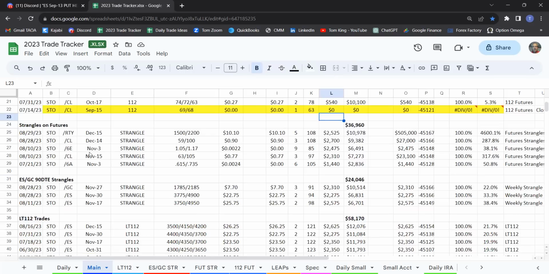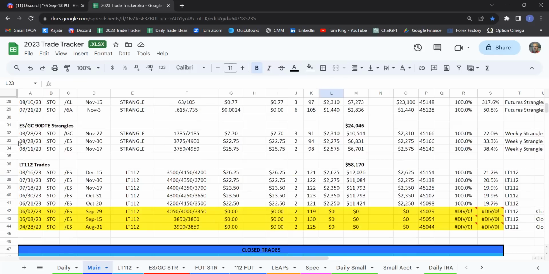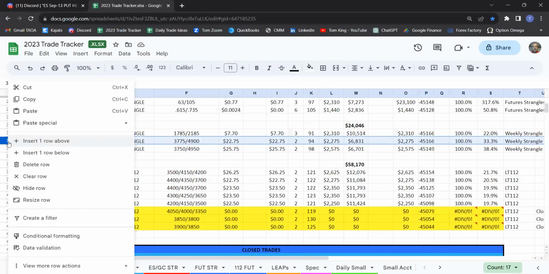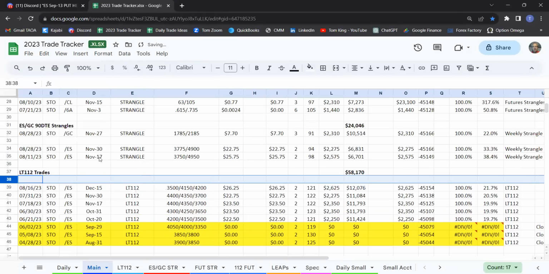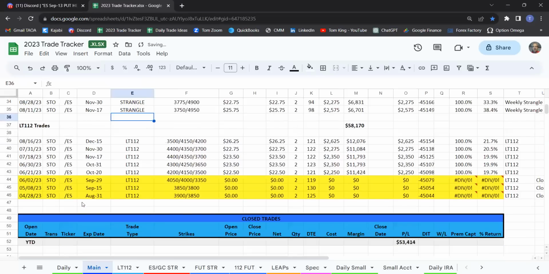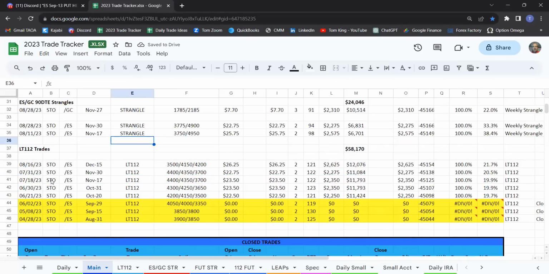Strangles on futures. I will add the new strangles that I just put on as well. So these are the strangles I have on. The ES and GC strangles, I do track those separately. I am going to create a new ES strangle. We'll put that in here when we get to it. And then I will also add the new long-term 112 trade. I'll just do that later. You guys don't have to sit here for that. But that's how I add to these accounts.